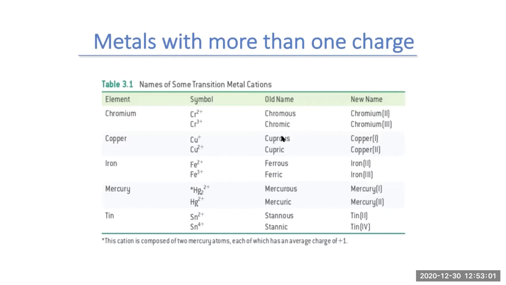Mercury is an interesting one. Mercury comes as a mercury 1 ion, which actually comes as Hg2 2+. That's the equivalent of saying mercury 1. Or it just comes as Hg 2+, which equals a mercury 2 ion. One thing to note with mercury, the Hg2 2+ is actually a mercury 1 ion. It just comes as a dimer.